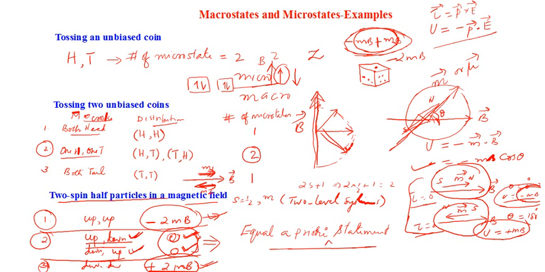A priori means prior to, before we begin. That's the meaning. Before tossing the coin, we believe that the probability of getting a head is equal to the probability of getting a tail. Based on that belief, we agree upon the result of the toss. That principle is known as the statement of equal a priori probabilities. It states that each microstate corresponding to a given macrostate is equally probable.